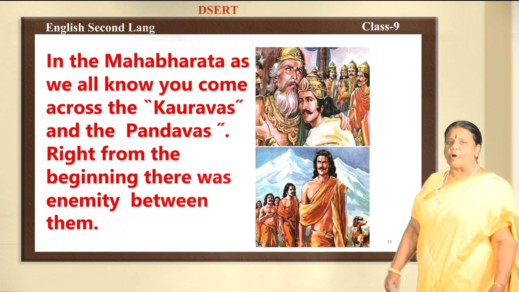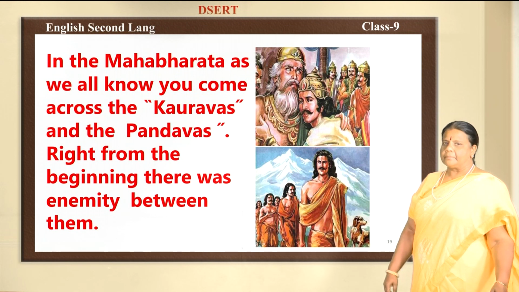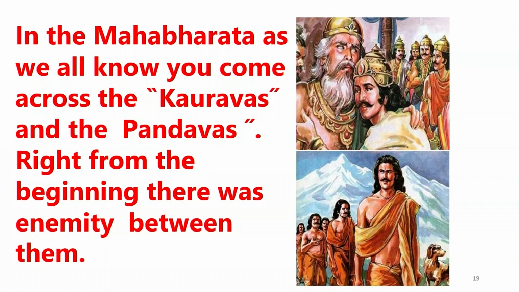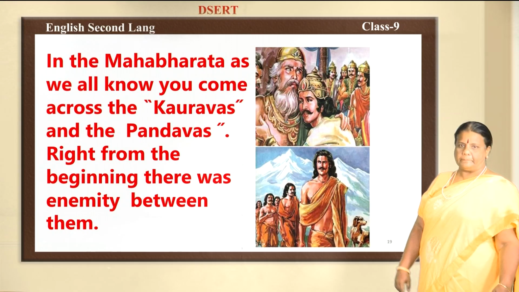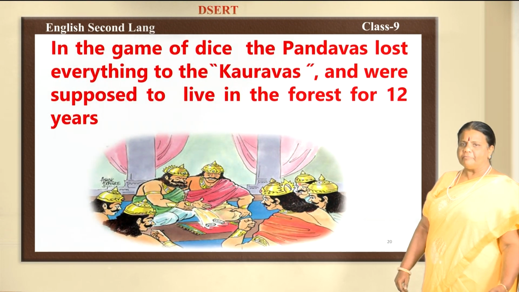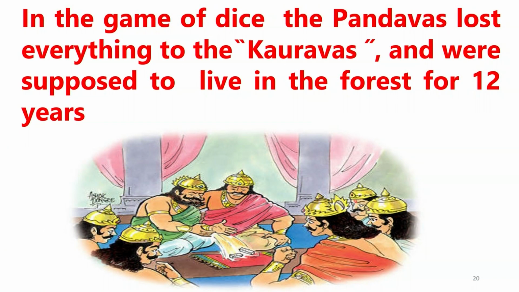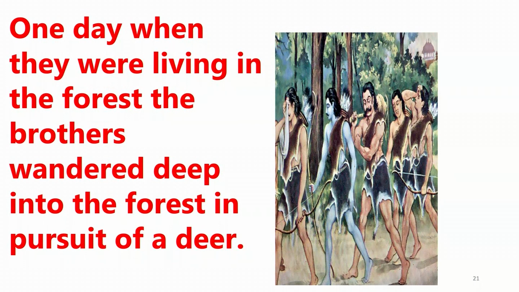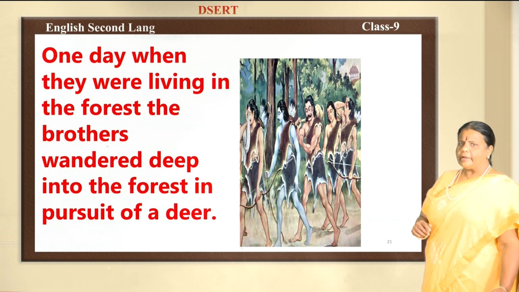Now coming to the context. In the Mahabharata, as we all know, you come across the Kauravas and the Pandavas. Right from the beginning, there was enmity between them. In the game of dice, the Pandavas lost everything to the Kauravas and were supposed to live in the forest for 12 years. One day, when they were living in the forest, the brothers wandered deep into the forest in pursuit of a deer. At that time, what happened?